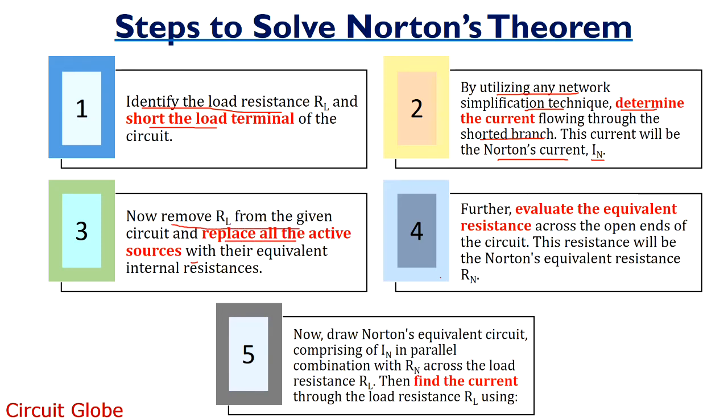Next, you have to remove the RL again and replace all the active sources with their equivalent internal resistances. Once this is done, evaluate the equivalent resistance across the open ends of the circuit, and this resistance will be Norton's equivalent resistance. Once you get the values of IN and RN, draw Norton's equivalent circuit consisting of IN in parallel combination with RN connected across RL. Lastly, determine the load current flowing through the load resistance, which is given by the formula I equals IN RN upon RN plus RL.